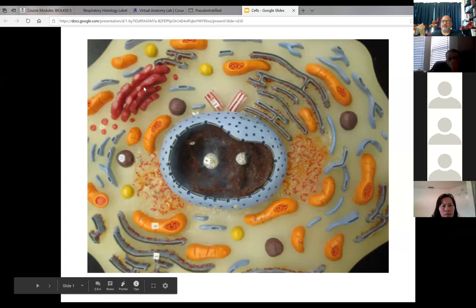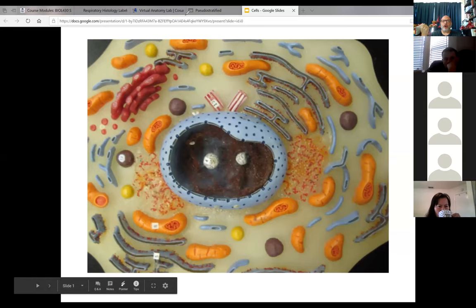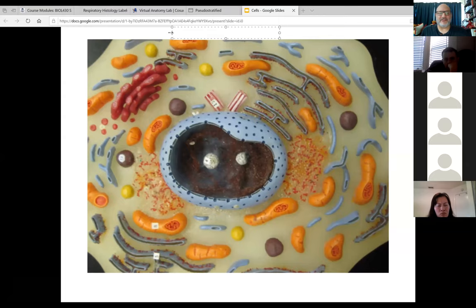I know you're all asleep, but again, is the nucleus really blue in a cell? No. Exactly. What you are looking at here is an artistic representation of what a cell is. And while I won't be so cruel as to say that artists get things wrong, sometimes they take a little artistic license in what they're doing.